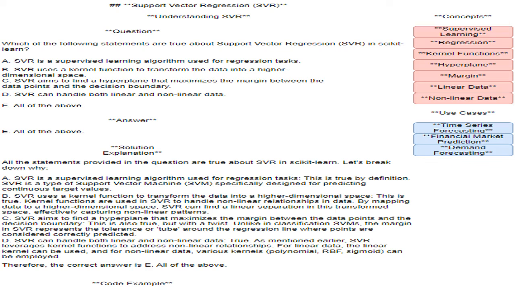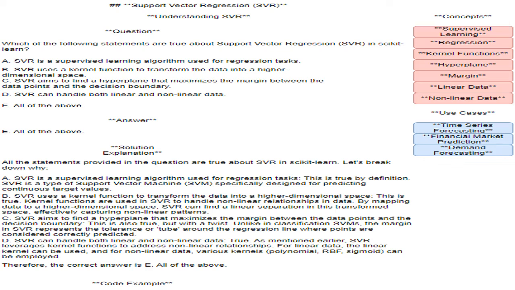Kernel functions are used in SVR to handle nonlinear relationships in data. By mapping data to a higher dimensional space, SVR can find a linear separation in this transformed space, effectively capturing nonlinear patterns. This allows SVR to model complex relationships that might not be linearly separable in the original input space. Kernel functions. Correct. This is also true, but with a twist.